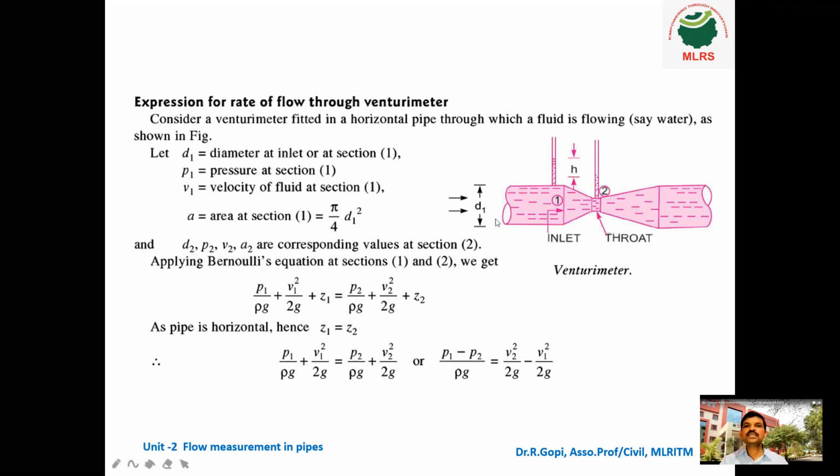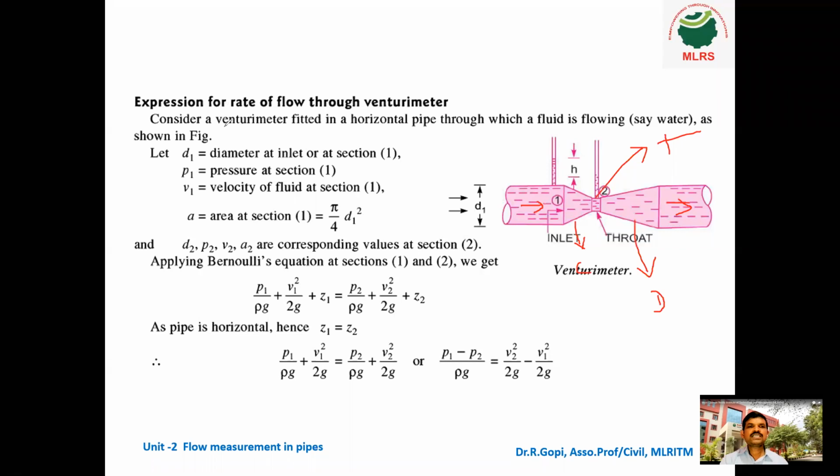So now consider a Venturi meter. In this Venturi meter, this is the inlet pipe, this is the convergent part, this is the throat, and this is the divergent part. So inlet, convergent, throat, divergent, and this is the outlet. This is the inlet and that is the outlet. The inlet pipe diameter is D1.